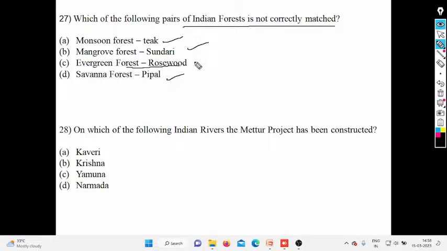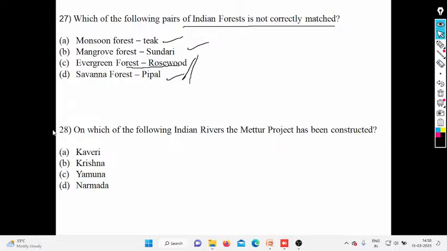Evergreen forest, rosewood. In the mangrove forest, sundari is also correct. In the monsoon forest, teak is correct. Savanna forest, peepal. In the tropical evergreen forest, rosewood. It is the answer: savanna forest, peepal.